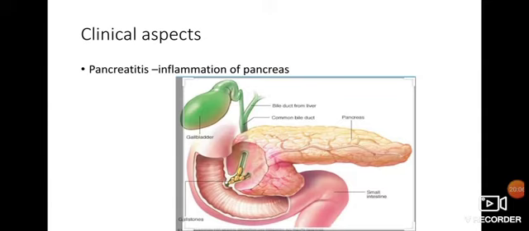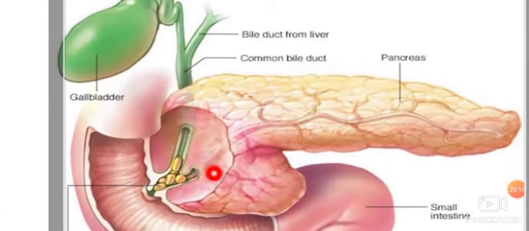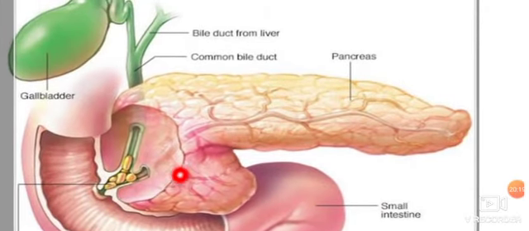Then other clinical aspects are pancreatitis. Pancreatitis is an inflammation of the pancreas. This picture shows a pancreas with inflammation. The head region has a reddish color, that is the inflamed part.